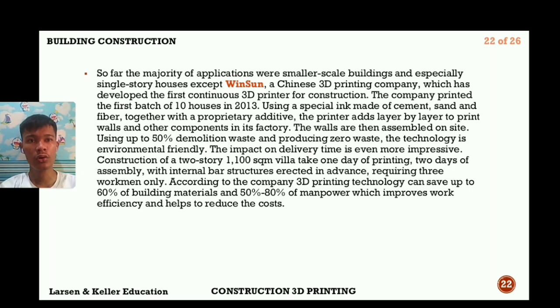Construction of a two-story 1,100 square meter villa takes 1 day of printing and 2 days of assembly, with the internal bar structures erected in advance, requiring only 3 workmen. According to the company, 3D printing technology can save up to 60% of building materials and 50 to 80% of manpower, which improves work efficiency and helps to reduce the cost.